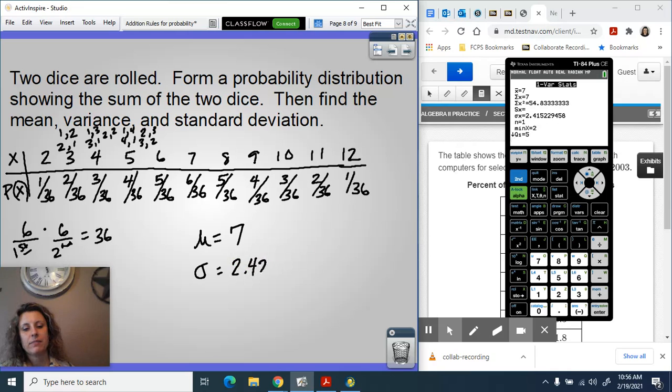And the calculator does not tell us the variance, so we are going to square that number to find it. So 2.42, there is going to be a little bit of rounding error there. So it's 5.89 is the variance.